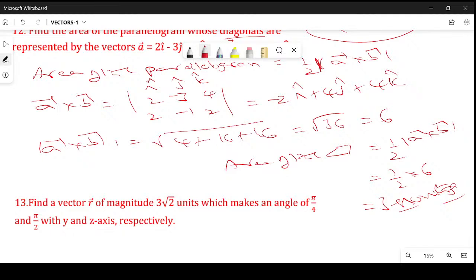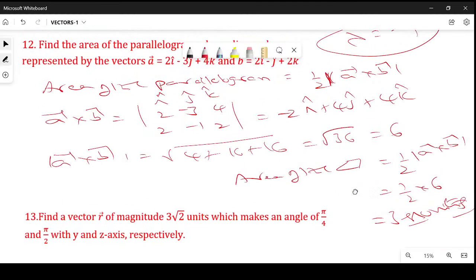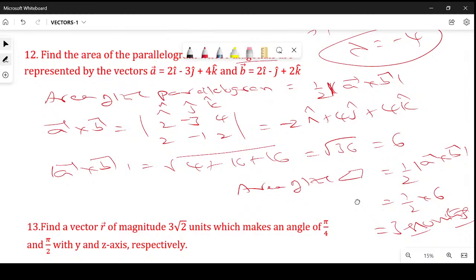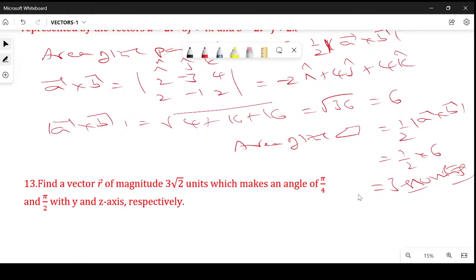Be careful, people may make a mistake here. They may forget to write the 1 by 2. They may make a mistake in the case of diagonals: 1 by 2 mod a bar cross b bar. That is important. You should remember that.